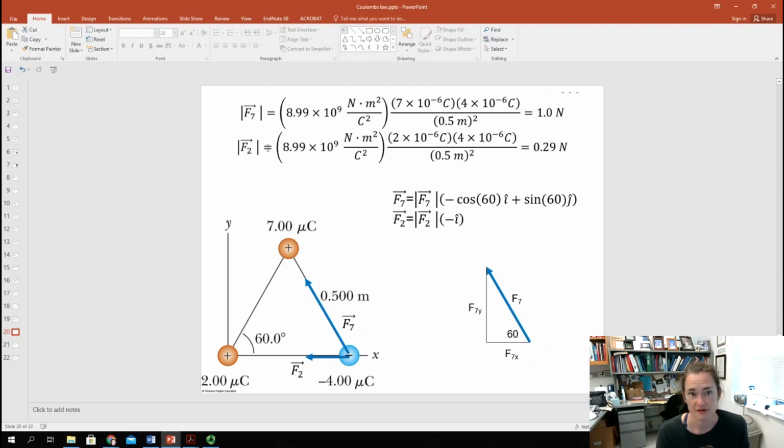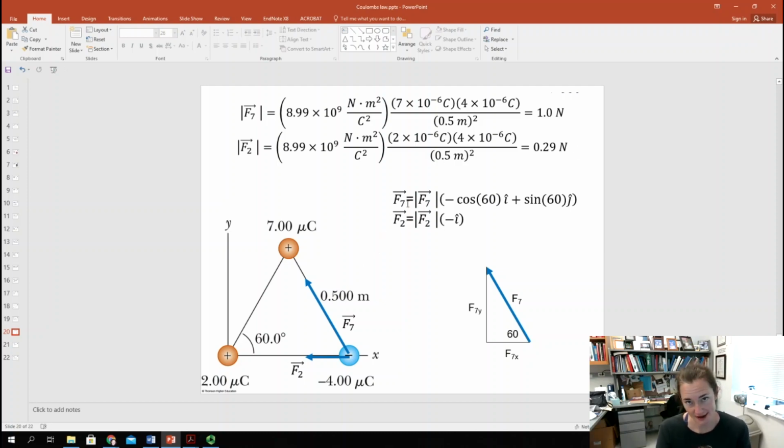Next, I found the magnitude of force 2, which I've labeled F2 here, which is the force in between the minus 4 microcoulomb and the 2 microcoulomb charge. Following the same idea that I did on F7, its magnitude is 8.99 times 10 to the 9th in SI units times the magnitudes of the charges, 2 times 10 to the minus 6 coulombs times 4 times 10 to the minus 6 coulombs, divided by the distance center to center between those charges, which is half a meter, squared. So when I solve for that magnitude, I get 0.29 newtons. So that's my next step.